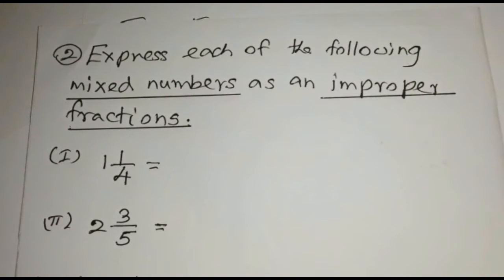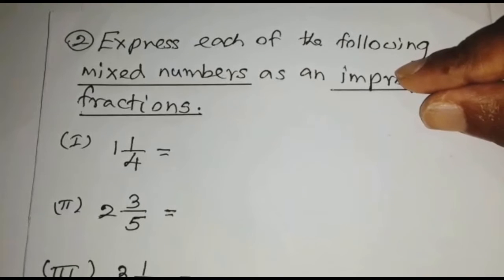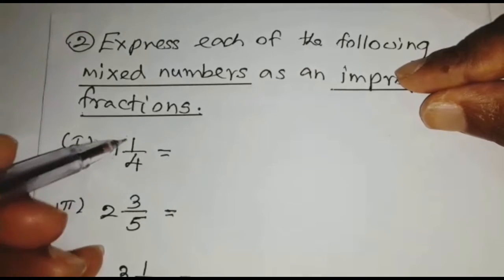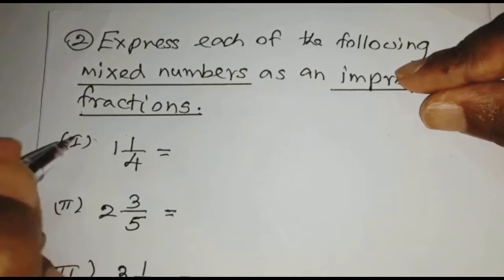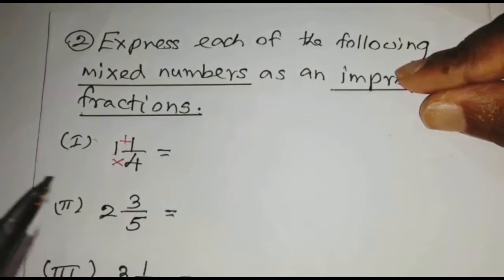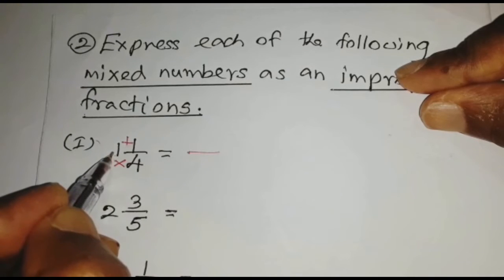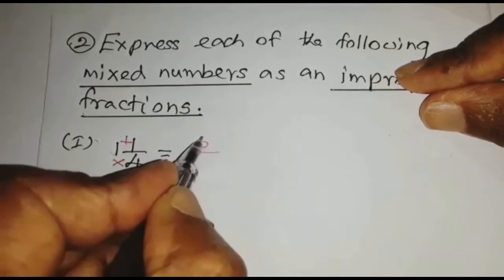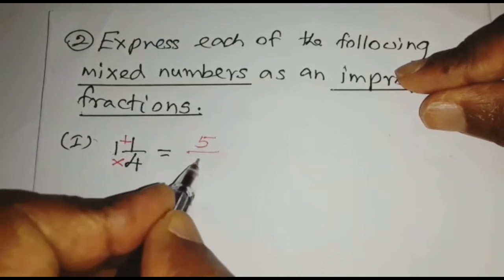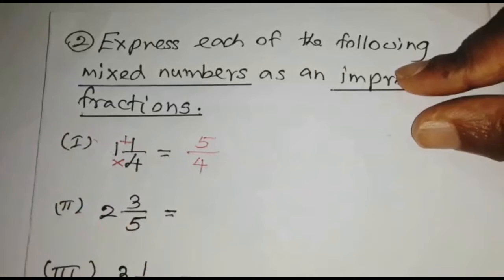Second question, express each of the following mixed numbers as improper fractions. First one, 1 1/4. So these two we have to multiply and these two we have to add. 4 into 1, 4. 4 plus 1, 5. Denominator is 4. Answer is 5/4.